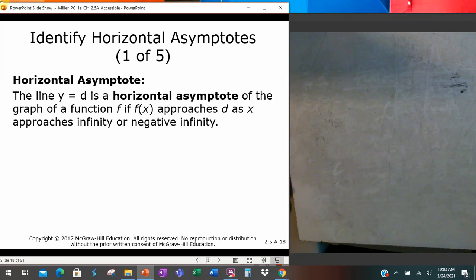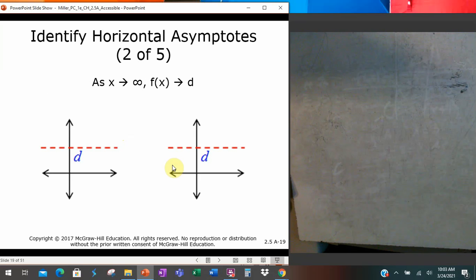So the line y is equal to d is a horizontal asymptote of the graph of the function f, and this is a rational function, approaches d, that line, as x approaches infinity or negative infinity. So the end behavior, horizontal just means I'm a flat line. I could do other behavior. I may not have an asymptote at all, but I still would have end behavior, and we'll look at those categories of what we've got.